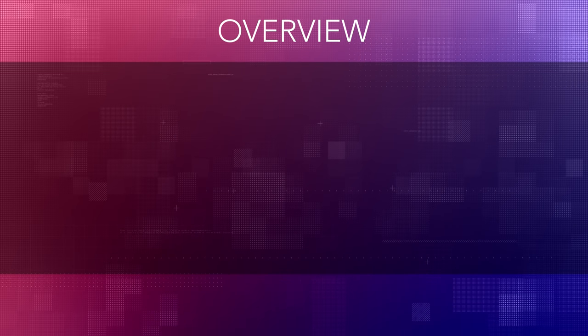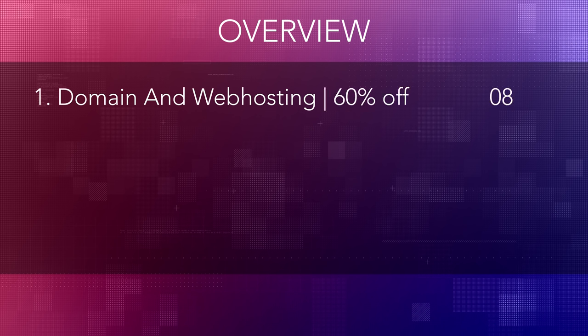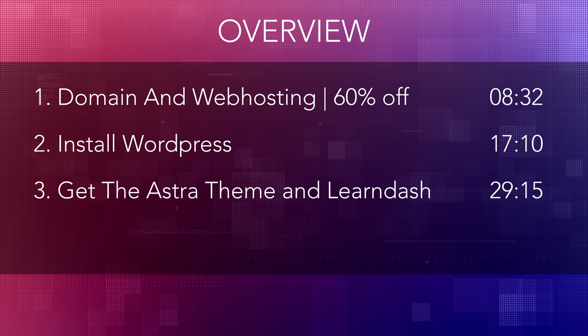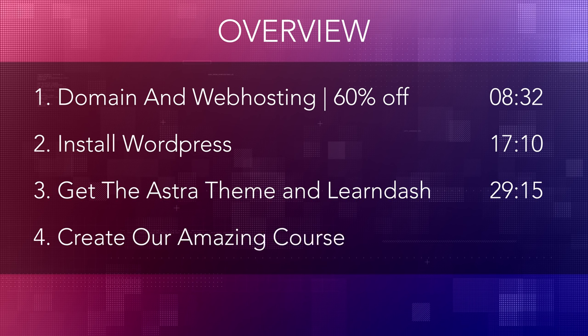So without further ado, let me talk about the 4 steps we're going to take in order to get up and running with our website. If you're starting from scratch, I can show you how to get a domain name and web hosting, and I can give you 60% of discount. After that, we will install WordPress, and then we will get the Astra theme and the LearnDash plugin. Then we will create our amazing course website.